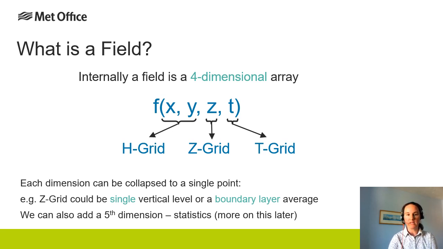We can also add a fifth dimension to our data set. We call this a statistical dimension, which isn't a typical dimension, and I'll explain a little bit more why we do this and how we do this in a later slide.